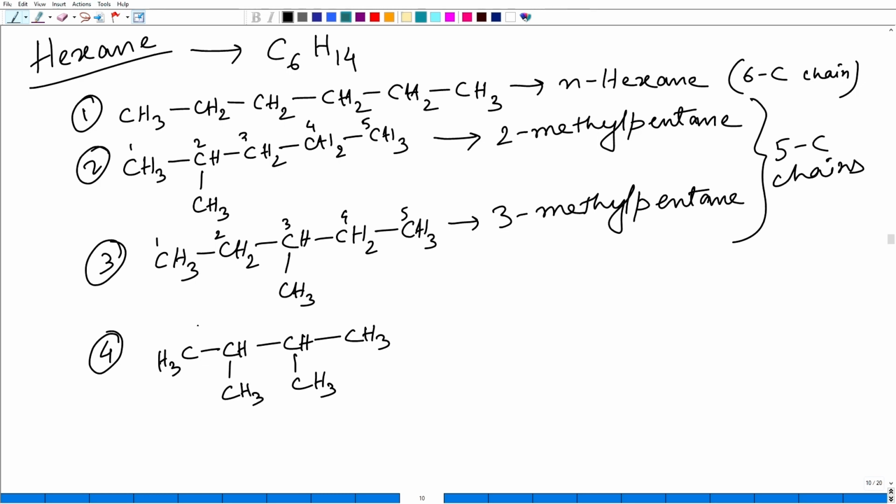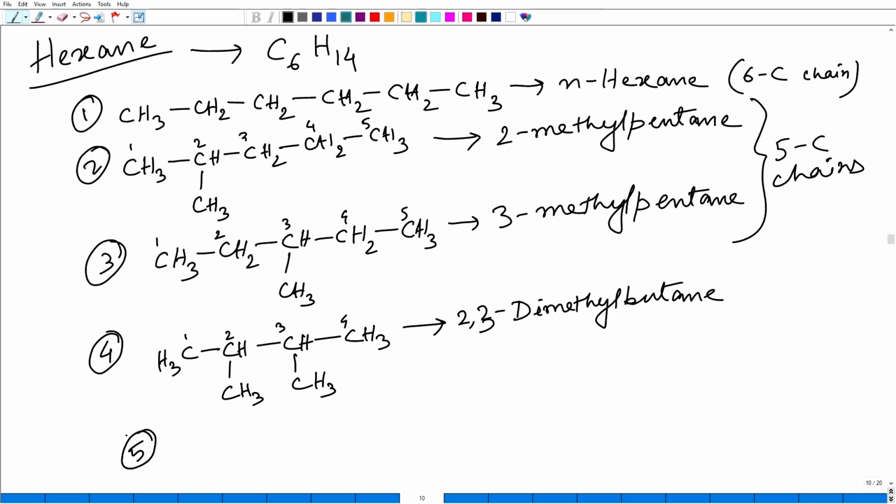So, this is another structure: 1, 2, 3, 4. So, this becomes 2,2 dimethyl butane. Okay. 2,3 dimethyl butane, because one methyl is at the second position, one methyl is at the third position. So, we call this 2,3 dimethyl butane.